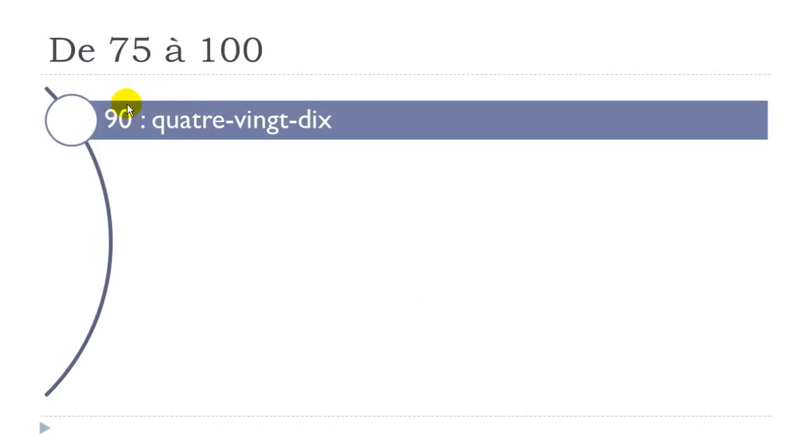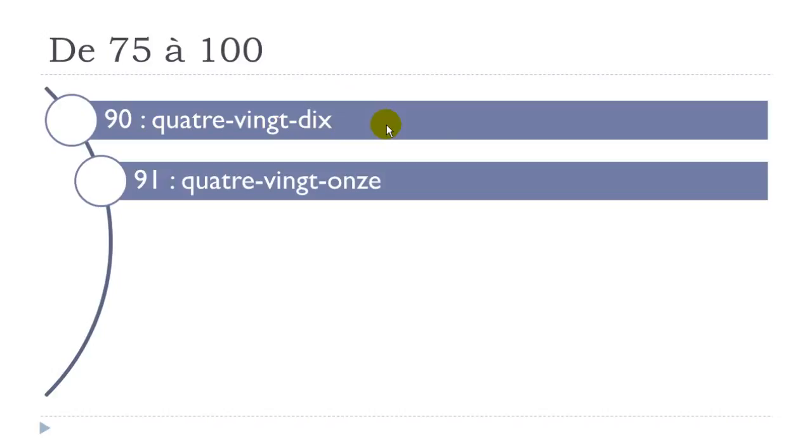And now for 90, well, basically it would be the same thing as we had for 70. So you will take this 80, and then you will add the numbers from 10 to 19 after. So 90, and then 91, so remember 80, and then 11, 91.